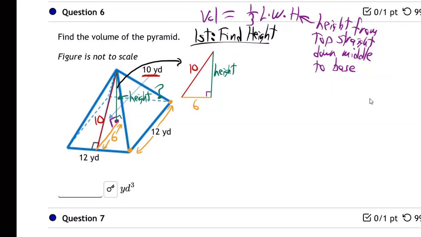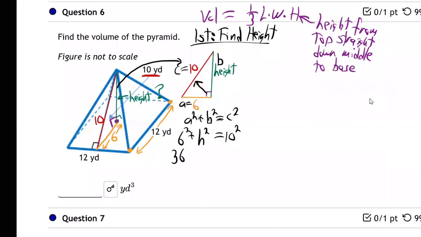You know, a squared plus b squared is c squared when we have a right triangle. Which one is the c? The one across from the right angle, the longest side. That's the 10. So it's 6 squared plus h squared. The a is the 6, the b is the height, the c is the 10. The c is always the one across from the right angle.